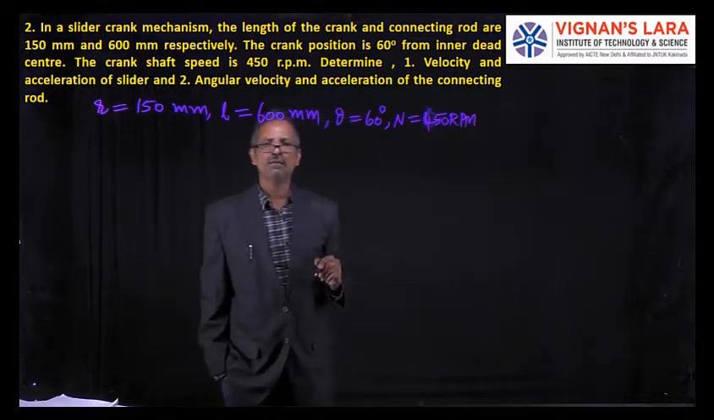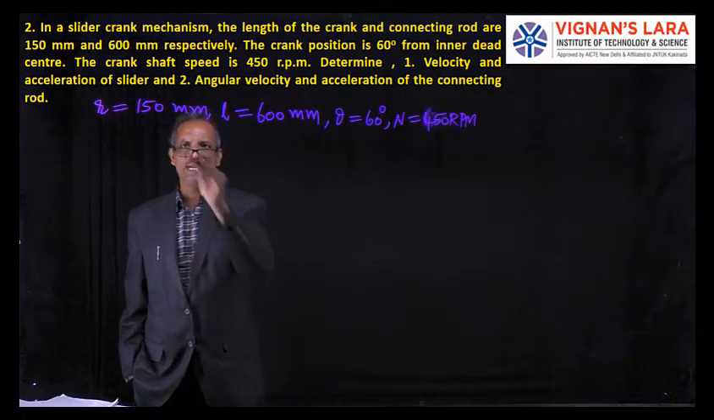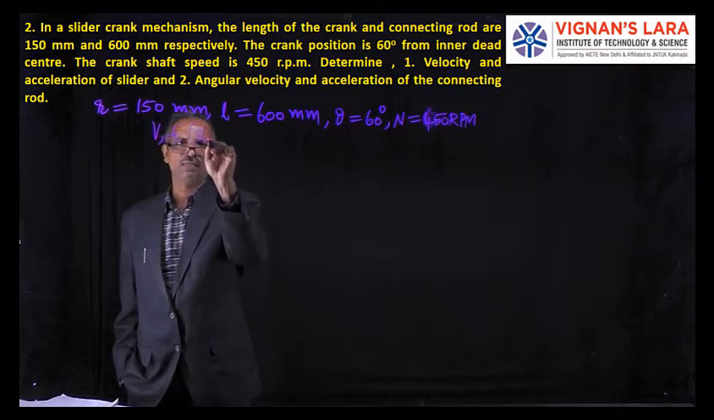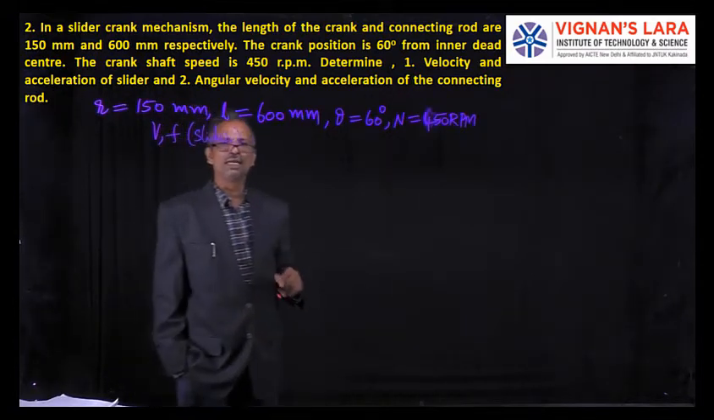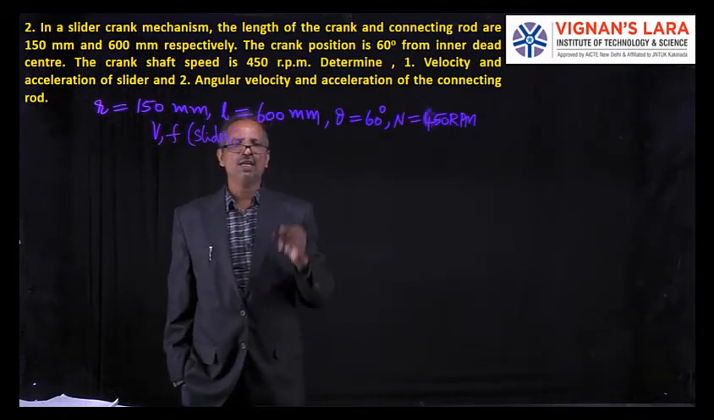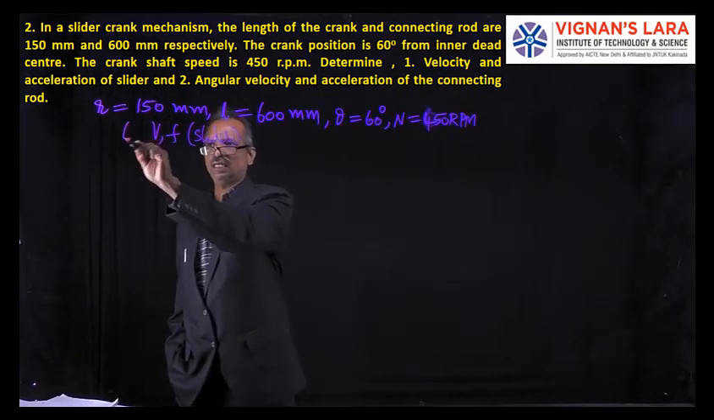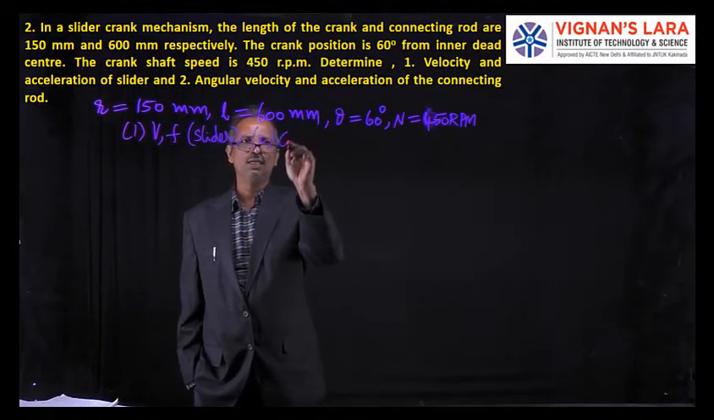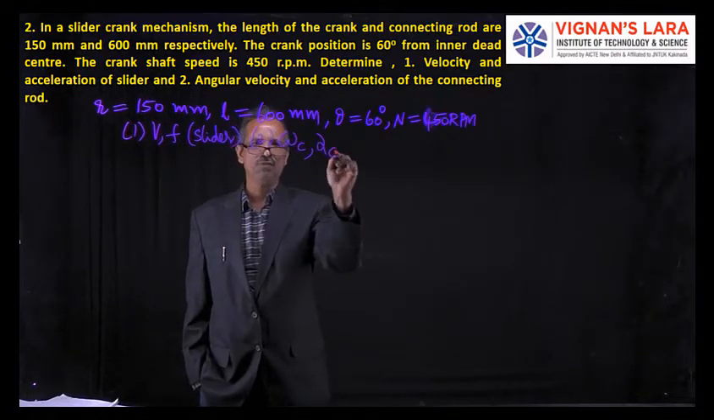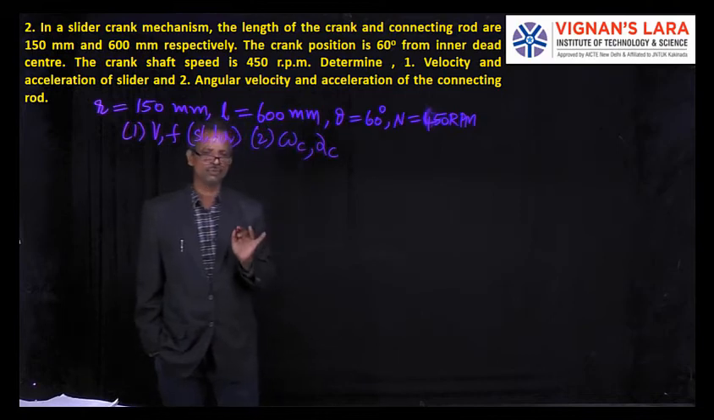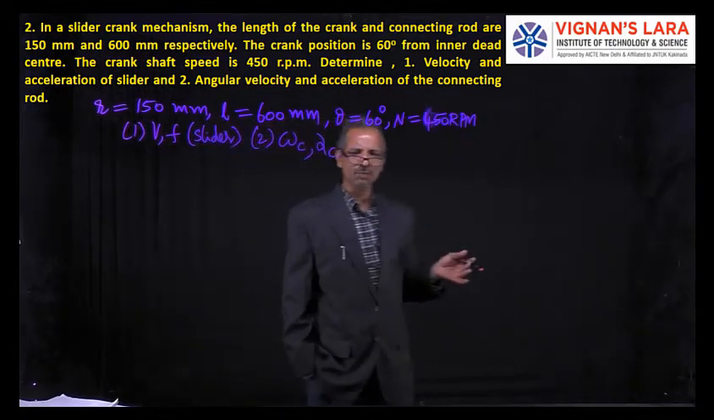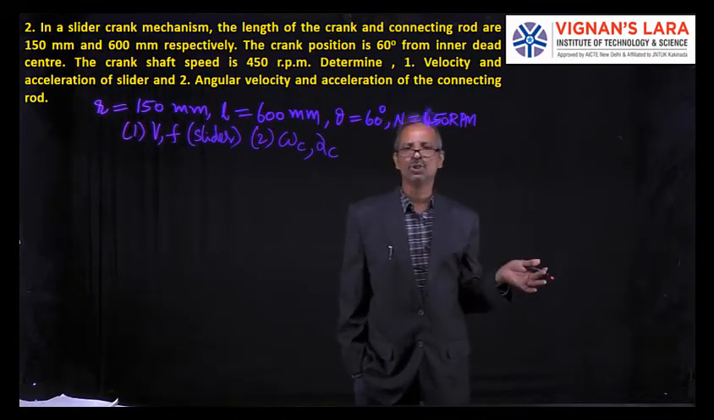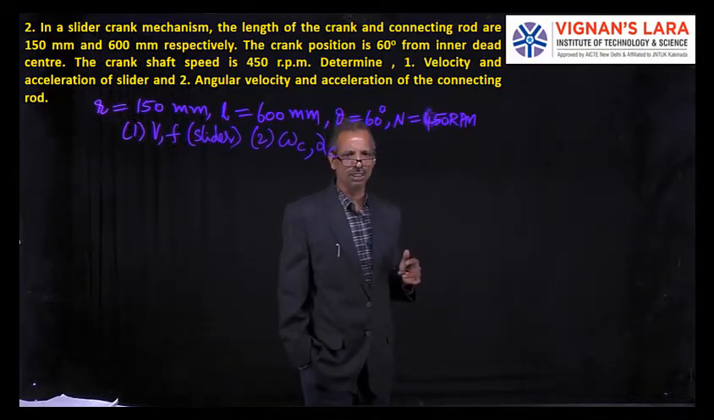Okay, so determine first the velocity and acceleration of the slider. That is velocity as well as acceleration of slider. This is the first part. Then the second part is angular velocity and angular acceleration of the connecting rod. This is part 1, and part 2. It is a direct substitution problem; you can do it without simplifying the terms. If you know the complete equations, you can do direct complete substitution, or else you can do the simplification part also.